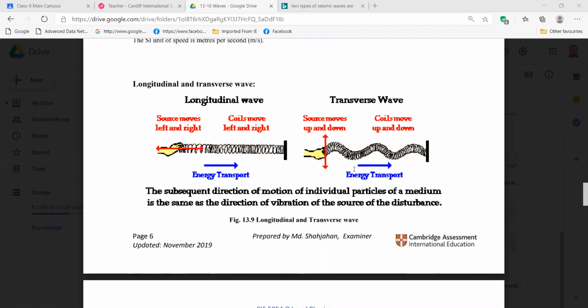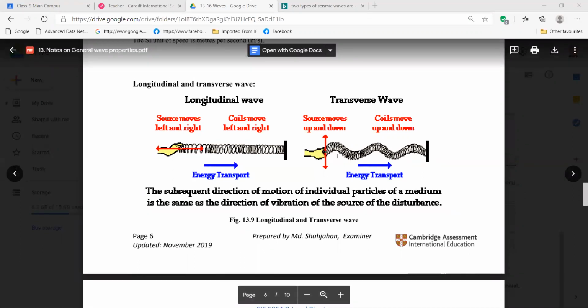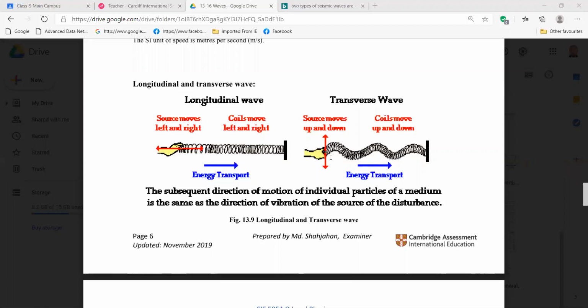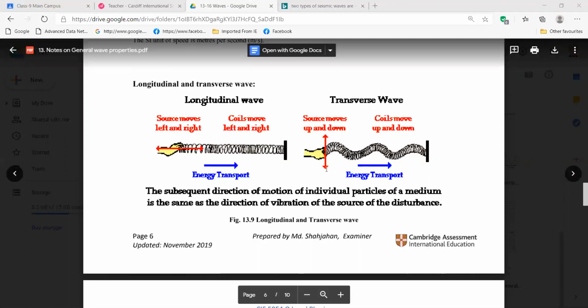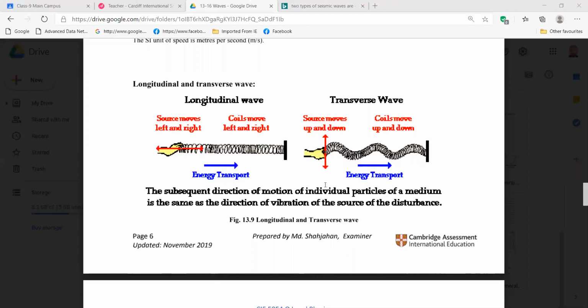And here you see the same spring, one person is doing the vibration upward and downwards. This is called shear wave. Shear means we are having the vibration of the particles upwards and downwards, and energy is transferred to the right again. If the vibration of particles is upwards and downwards with the energy transfer direction, that is called transverse wave. Is it clear what I said? Yes, sir.